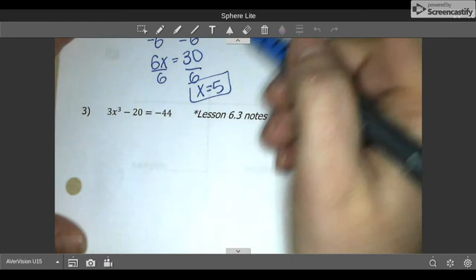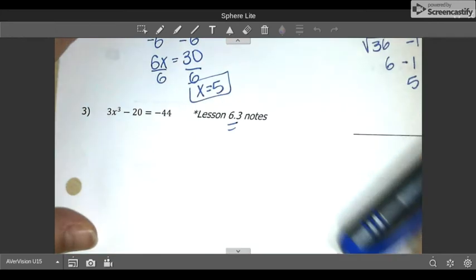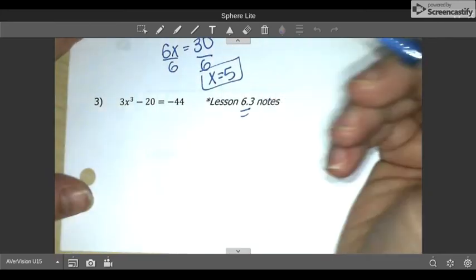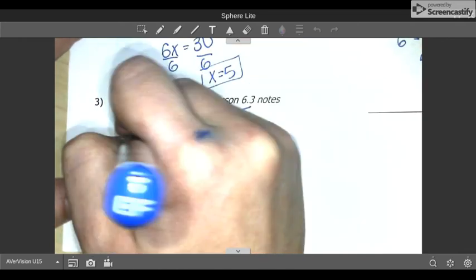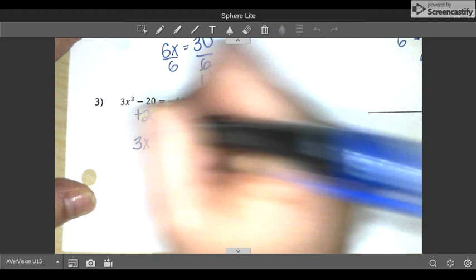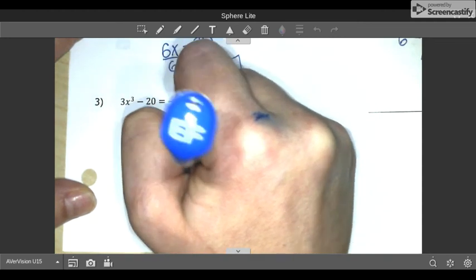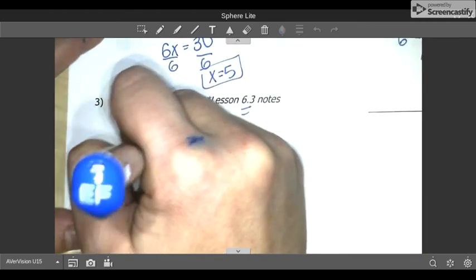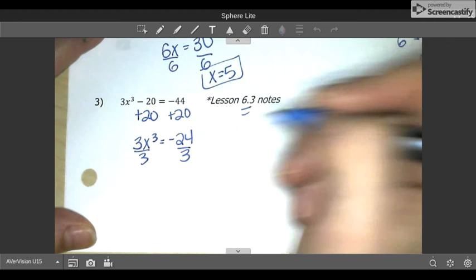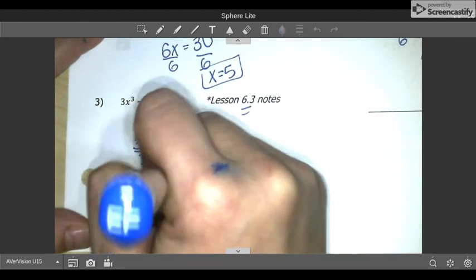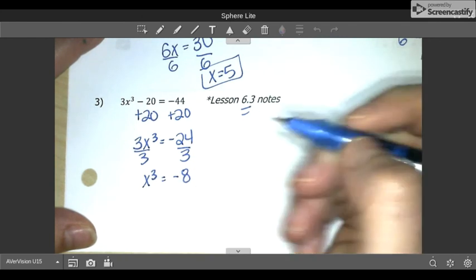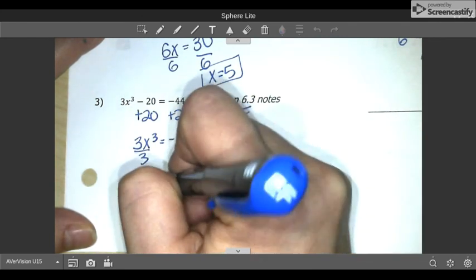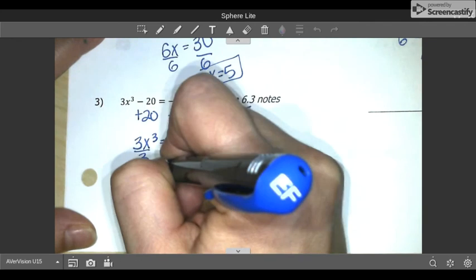All right, another one where you're going to want to check out these notes before you show up to the quiz. So the first thing I'm going to do is I'm going to add 20 to both sides. And I have 3x cubed equals negative 24. After that, I'm going to divide by 3 on both sides. So now I have x cubed equals negative 8. The opposite of a cubic exponent is a cubic root. So you're going to take the cubic root of both sides.